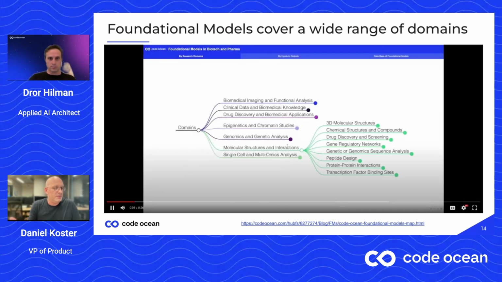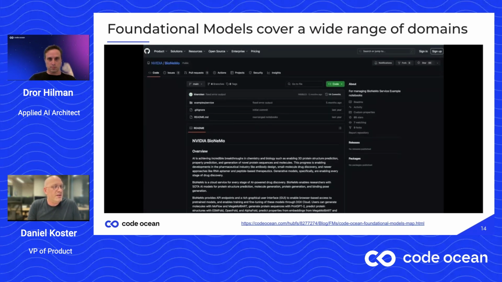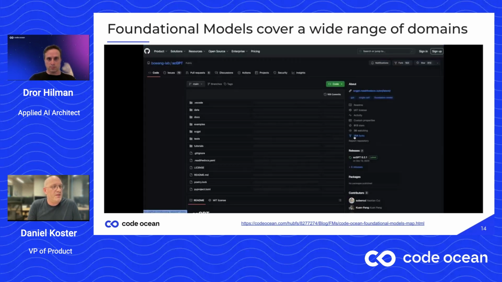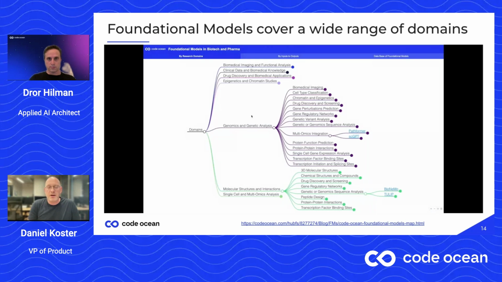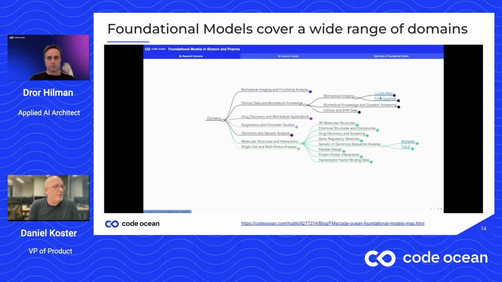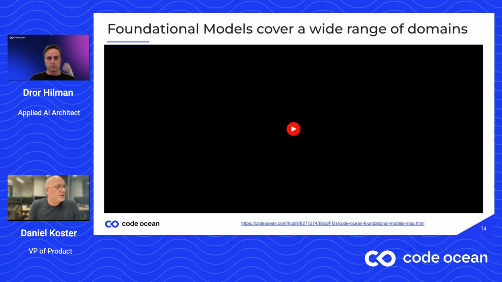It's right now available on our website. The link is right below. It has the 7 domains that I mentioned before, subdomains for each of those domains, and the different use cases and the models associated with each use case, including a link to the GitHub repo of each of those models. So you can go to the website and look at it. It'll be there all the time, ready for you to use. That is organizing this world of foundational models by domain.